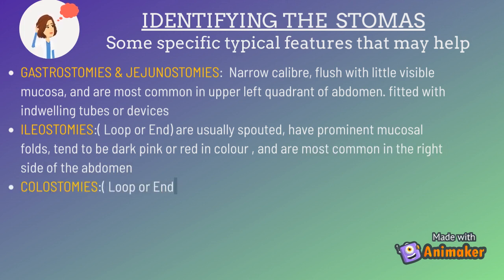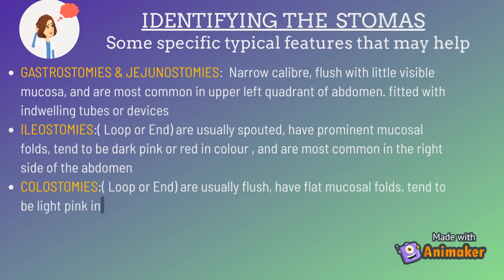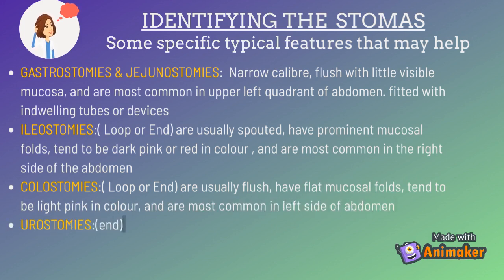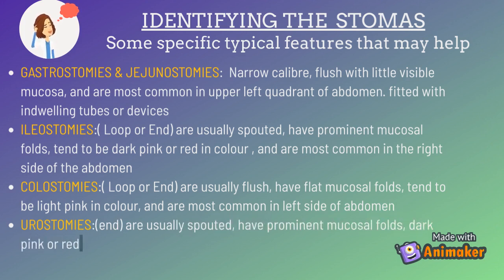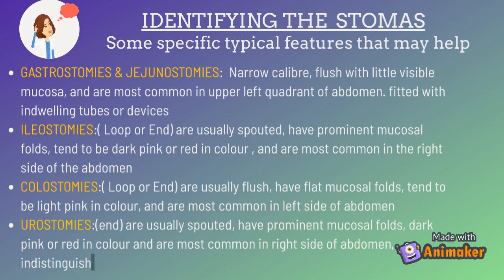Colostomies, loop or end, are usually flush, have flat mucosal folds, tend to be light pink in color, and are most common in the left side of the abdomen. Urostomies, end, are usually spouted, have prominent mucosal folds, are dark pink or red in color, and are most common in the right side of the abdomen. These are indistinguishable from ileostomies unless output can be seen.